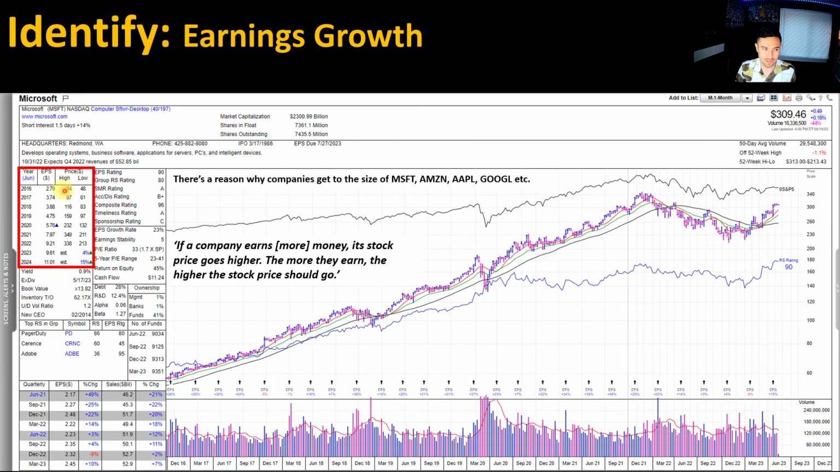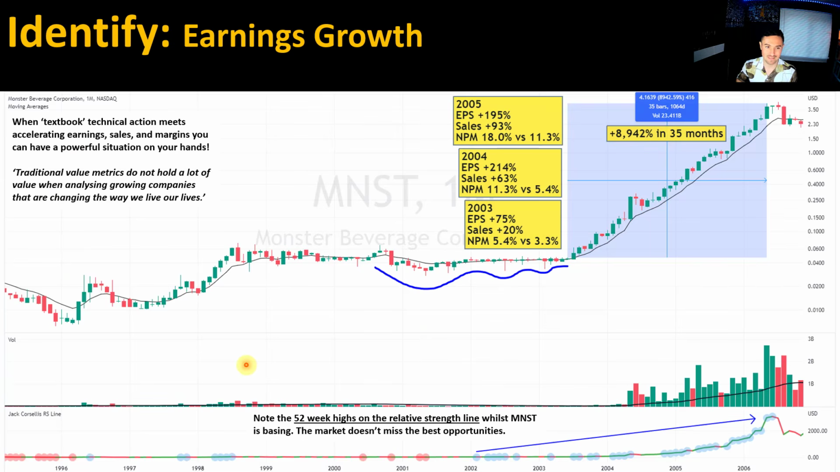Institutions absolutely love this. $2, $3, $4, $5, $7, $9, $11, estimates are up, sales are growing, and again, Microsoft is now absolutely massive, but sales are still growing steadily for a company of this size as well. Earnings generally are growing as well. That is how a stock gets to the size of a Microsoft, Amazon, Apple or Google. They need the consistent earnings over many years, many decades, to get to that size.